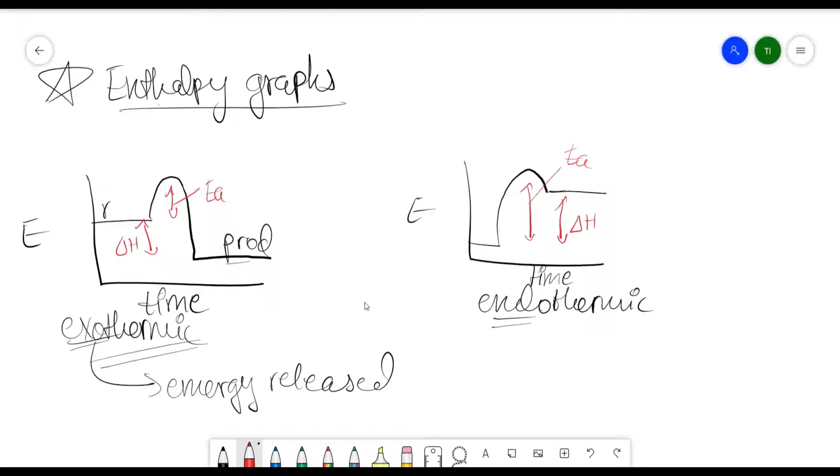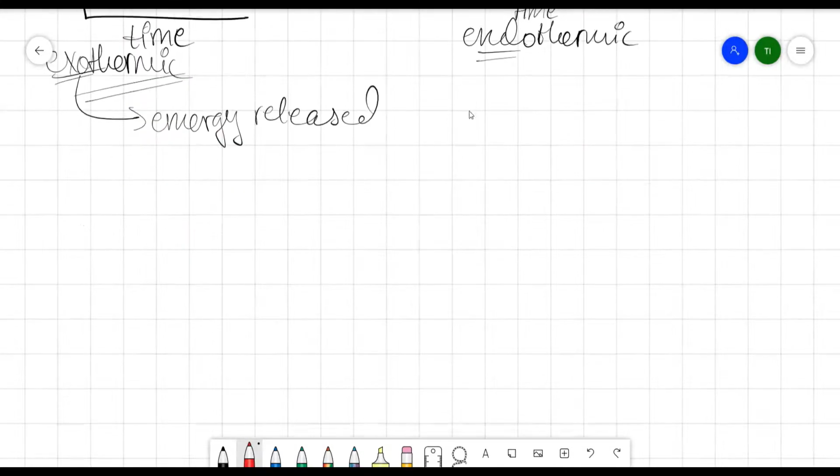In this case, it's an endothermic reaction because energy is taken in and the products are at a higher energy level than the reactants. I hope that makes sense. Now, what is the effect of a catalyst on this graph?